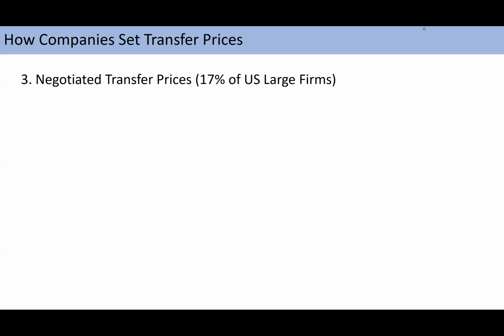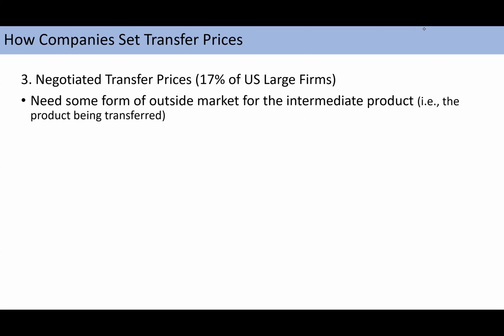Finally, companies can use a negotiated transfer price. This is where the selling unit and the buying unit negotiate what the transfer price should look like. So in this case, you need to have some form of outside market to be able to determine where the transfer price should be set.